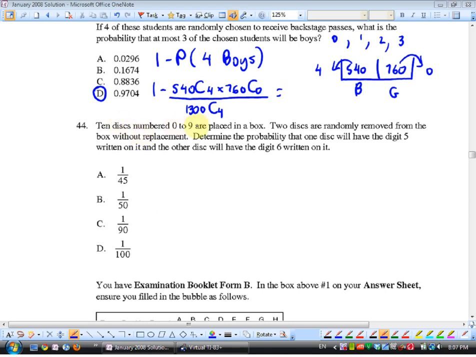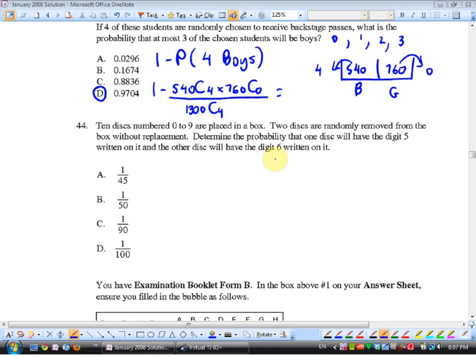10 discs numbered 0 to 9 are placed in a box. 2 discs are randomly removed from the box without replacement. Determine the probability that one disc will have the digit 5 written on it, and the other disc will have the digit 6 written on it. Okay.